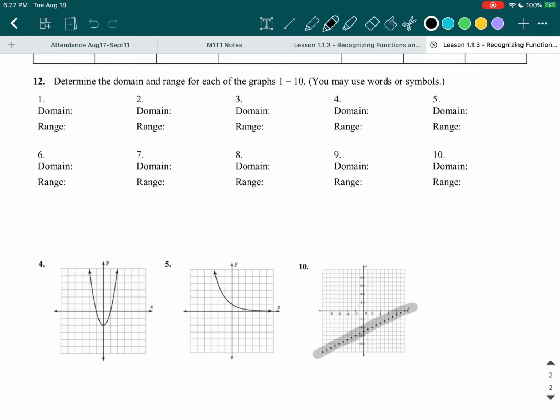All right, last section of this worksheet, okay? We can do this. Number 12, determine the domain and range for each of the graphs numbers 1 through 10. You may use words or symbols, okay? So I chose graphs number 4, 5, and 10 to work on with you guys. So those are the ones that I've copied and pasted down below.